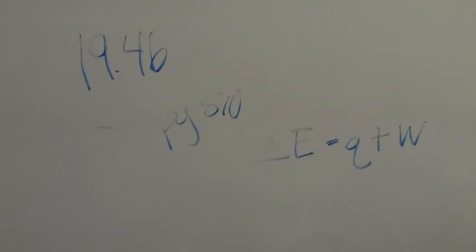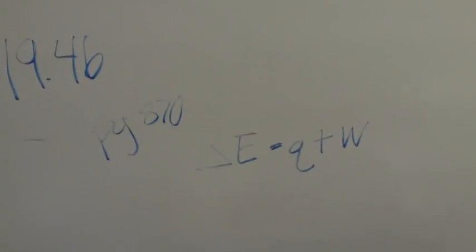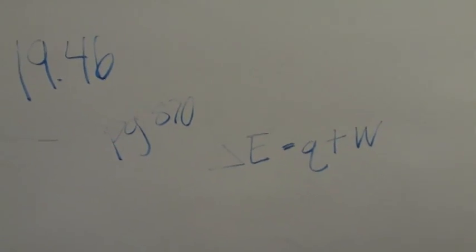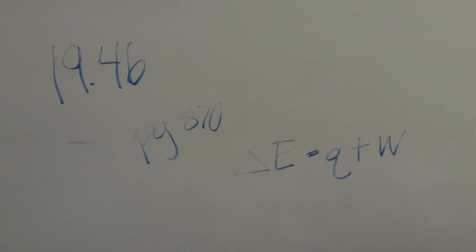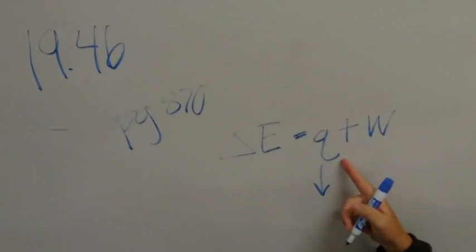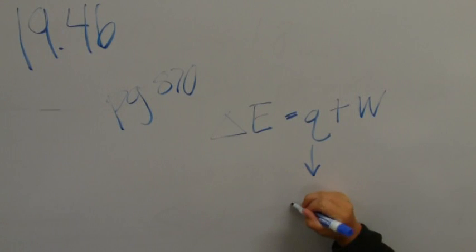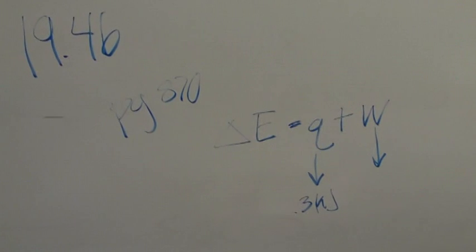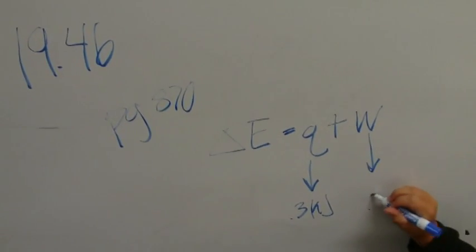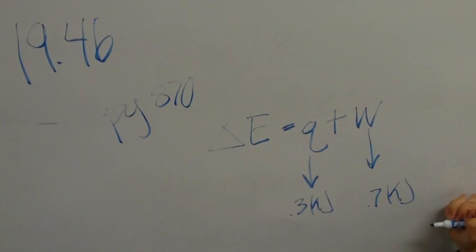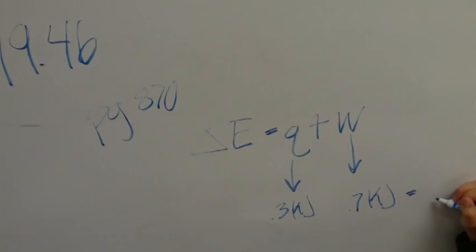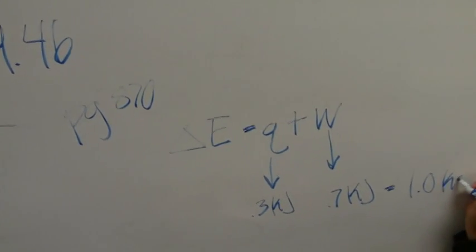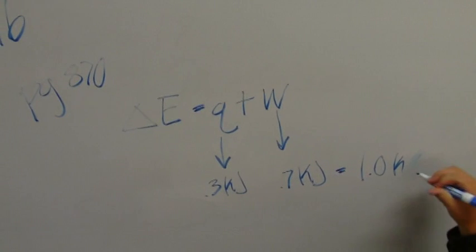So in this case, this is a straightforward problem. The system absorbs 0.3 kilojoules. As I said earlier, Q is the amount of heat released or absorbed, so you have 0.3 kilojoules. And W is the amount of work done on it, and we had 0.7 kilojoules. So it's just a matter of adding them up, and you end up with just 1 kilojoule. So that would be the answer for that.